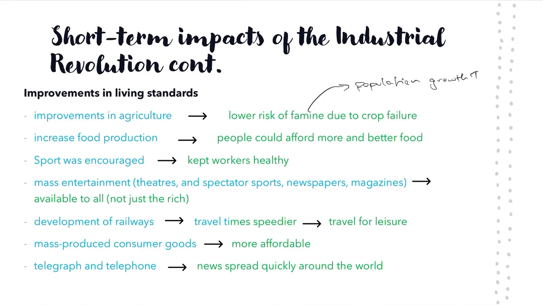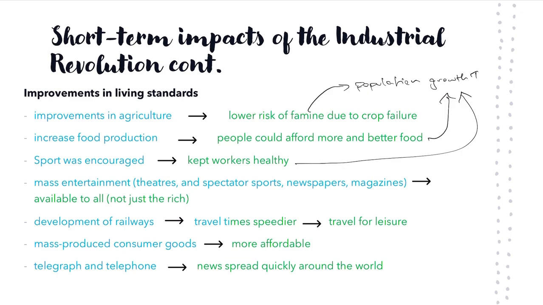Increased food production again meant that more people could afford more and better food, again increasing production, keeping workers healthy. Mass entertainment was available to all people, not just the rich. We saw the development of railways, which meant that travel times were speedier. We started to see the advent of holidays, people taking time off from work.